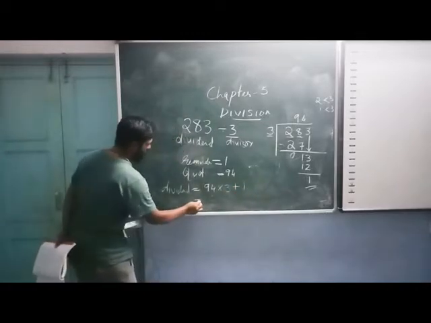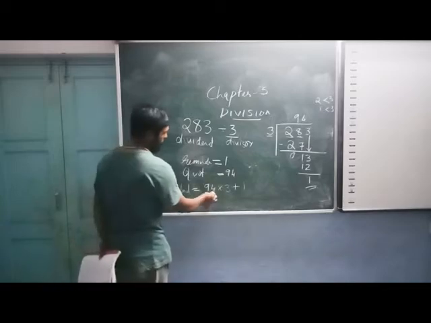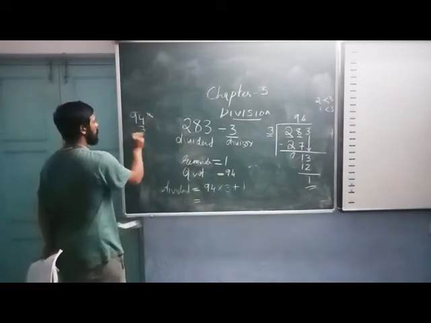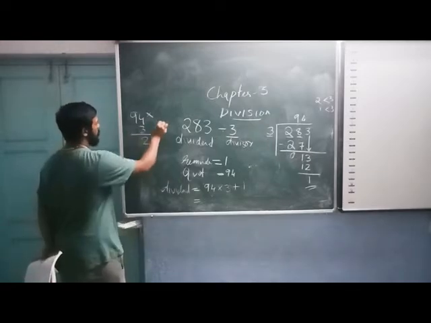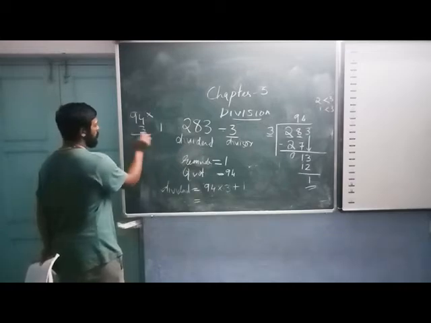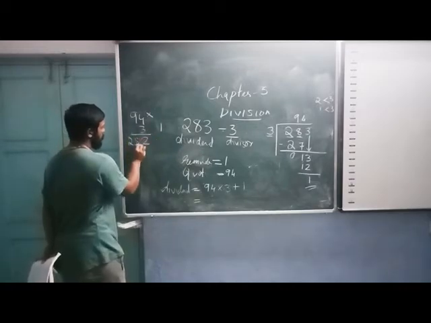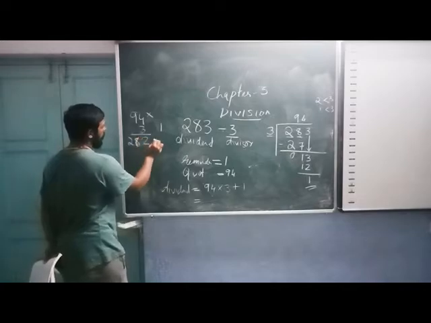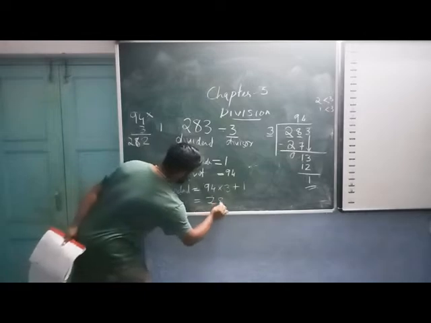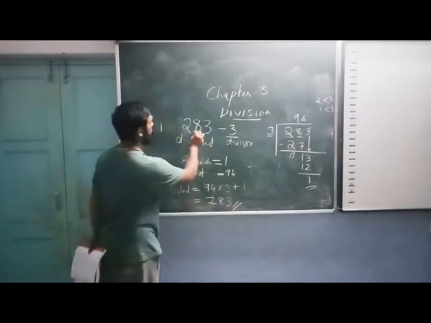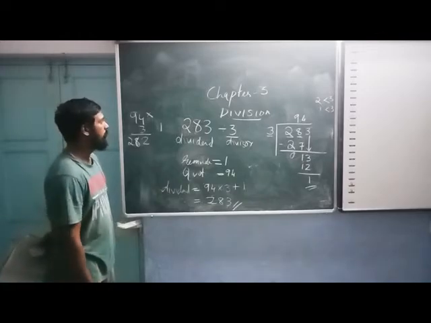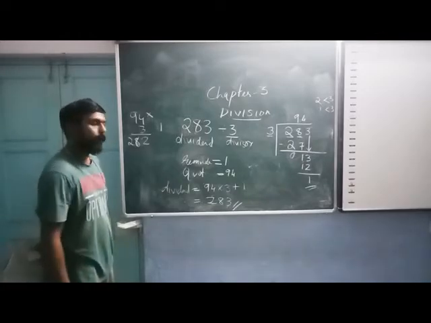They will give you the divisor. So 94 into 3. 4 3s are 12, carry 1. 9 3s are 27, 27 plus 1 is 28. So we have 282. 282 plus 1 is 283. You see, we have the dividend. So this is how we do division of a 3-digit number with the help of a 1-digit number.